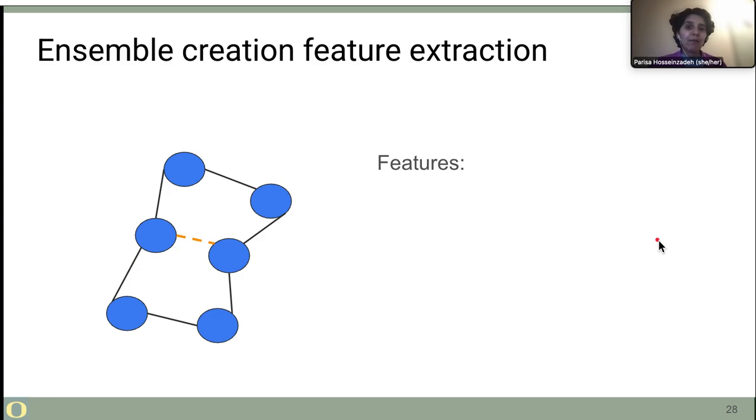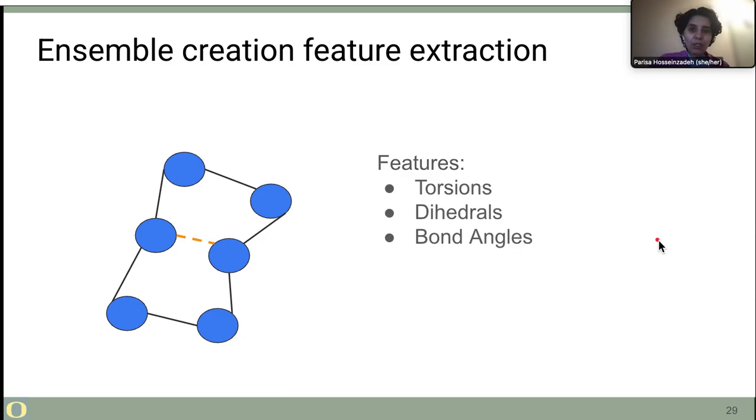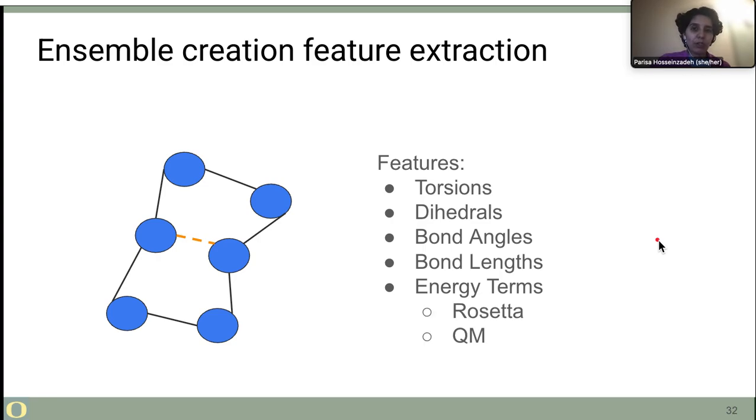To permit efficient training, we wrote an application, extract degrees of freedom vectors, which actually converts structures to a binary database. So the features are torsion angle, dihedrals, bond angles, phi, psi, and omega, bond length, and also energies of each structure, both Rosetta energy and then QM energy.